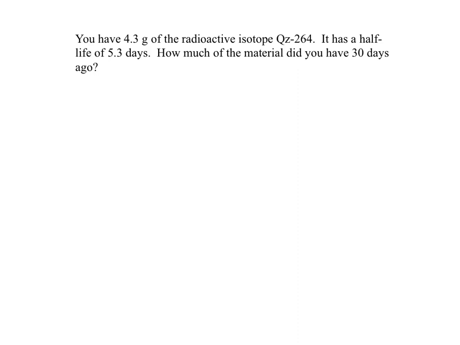Okay, this is another problem that the equation, the chart, will not work for because the half-life is 5.3 days, and we want to know how much we had 30 days ago. That does not go into it perfectly. So we're going to use our equation again, which is AT, the amount after a certain amount of time, equals the initial amount times 0.5 raised to the n, where again, n is the number of half-lives.